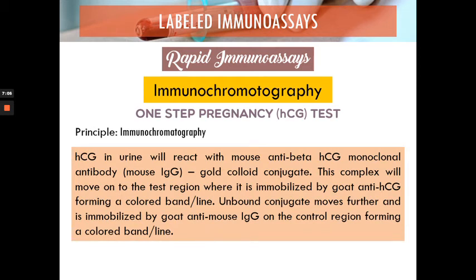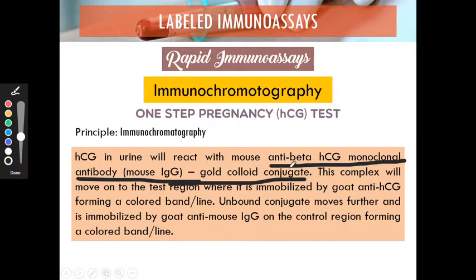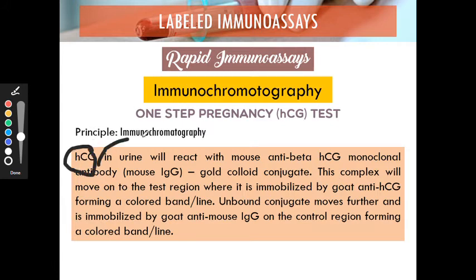HCG, if present in urine, will react with mouse anti-beta HCG monoclonal antibody. This antibody is already waiting in the conjugate pad, combined with a gold colored conjugate so that it will be stable. Once HCG is present in your urine, it will combine with the anti-beta HCG antibody, which is specific to HCG. So they will combine.